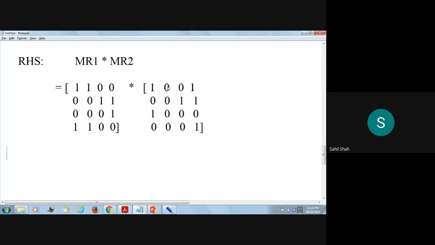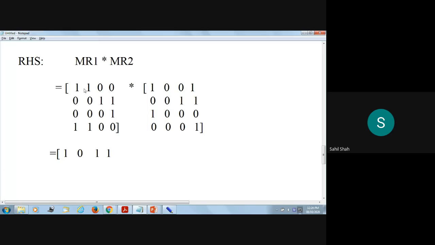Now let us apply the normal matrix multiplication. First row times first column gives 1. First row, second column, all zeros, 0. First row, third column, I'm observing 1 somewhere. First row, fourth column, 1 is present. Observe: 1 times 1 plus 1 times 1 will come 2, but you are still going to take it as 1 only in Boolean multiplication.